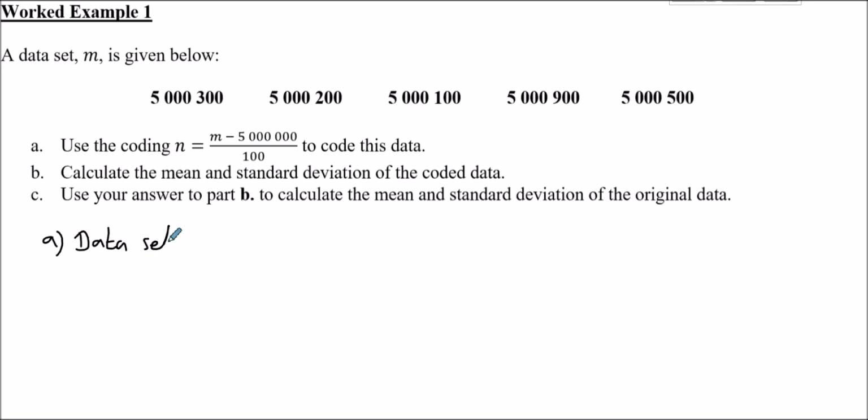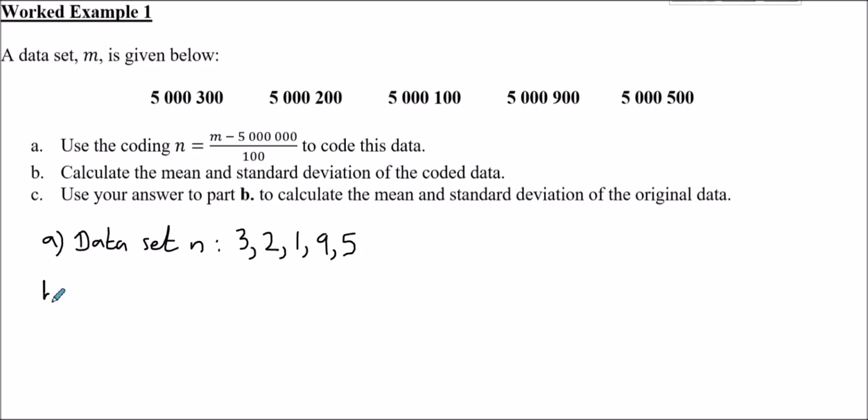So this one, take away 5 million, divide by 100, that's going to give us 3. This value here will be 2. Over here, subtract 5 million leaves us with 100. Divide 100 by 100, that's going to be 1. This one is going to be 9. And finally, this one at the end will just be 5.